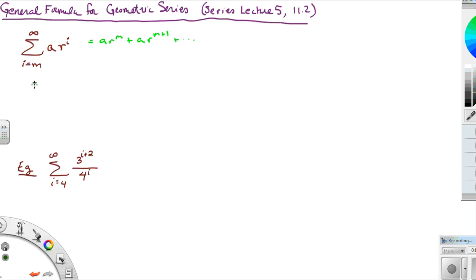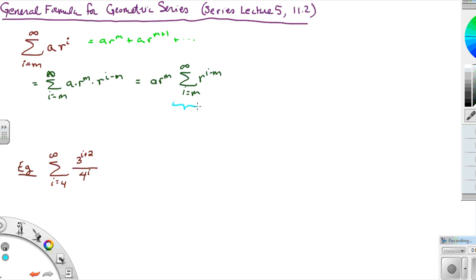We're going to write this as the sum from i equals m to infinity of a times r to the m times r to the i minus m. And of course, a times r to the m, there's no i's in that at all. So those are constant with respect to the summation. So I can factor that out and write that as a times r to the m, times the sum from i equals m to infinity of r to the i minus m. Now, what does this gain me? Well, let's look at what that sum looks like.